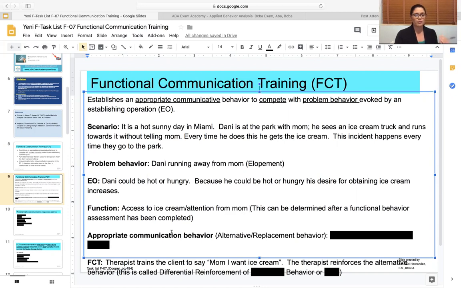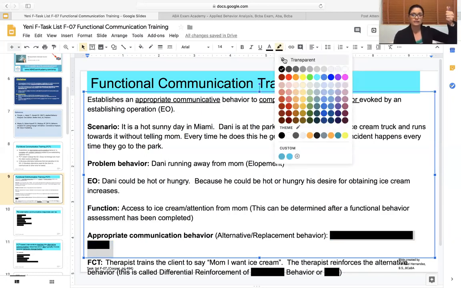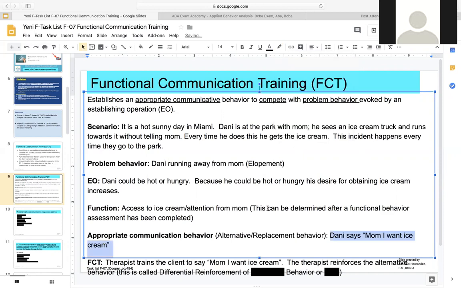Okay, so keeping that in mind, we need to come up with an appropriate communication behavior, or alternative behavior, or replacement behavior. Those are all keywords that can tell you those things in a mock test and in real life. So what could be that alternative behavior? Asking for ice cream. And asking for ice cream is going to give him what? Access to preferred tangible, to the ice cream, yes. Correct. Carol, I'm sorry I interrupted you. You said access to preferred tangible. And it's also going to give him attention from mom because he's going to talk to her and there's going to be an interaction. Agree with me?